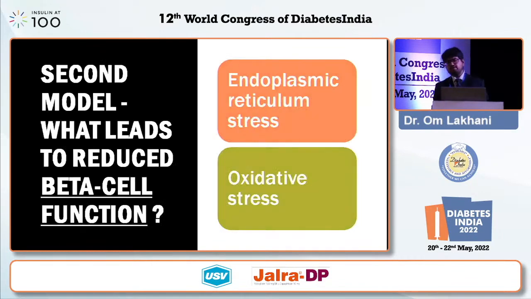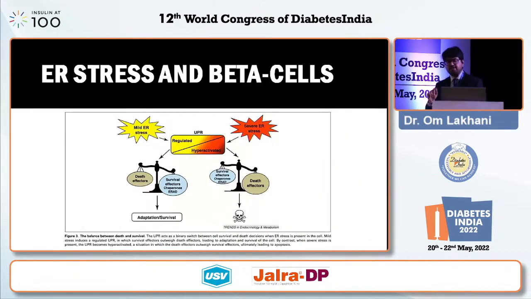The second model is the key one, which gives us hope, that there are some factors which lead to damage or beta cell dysfunction, and there are two major reasons which cause this. One is what is known as endoplasmic reticulum stress, and second is what is known as oxidative stress. I'll discuss each of these. So what is endoplasmic reticular stress or ER stress?